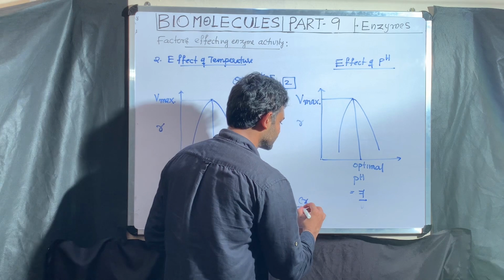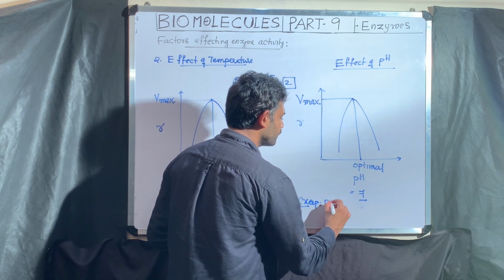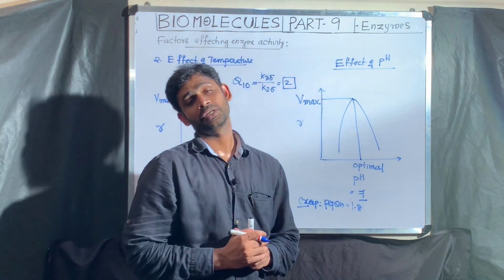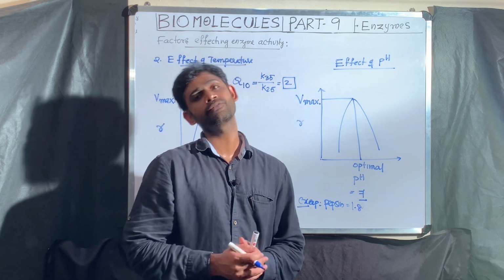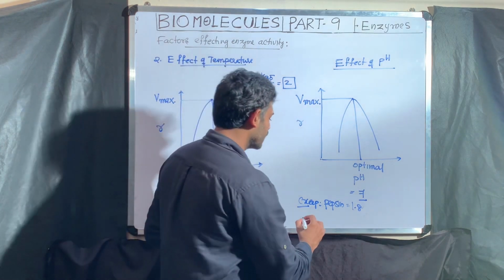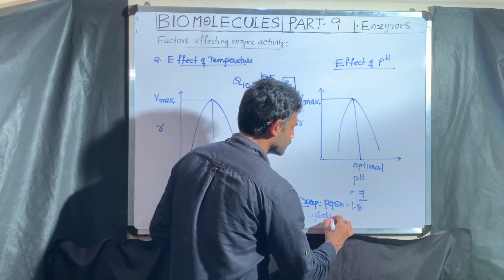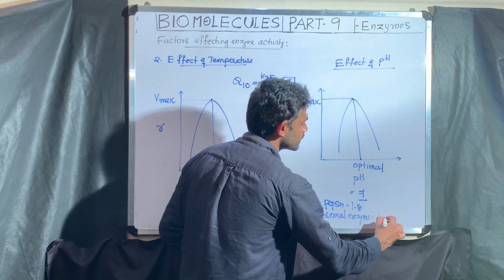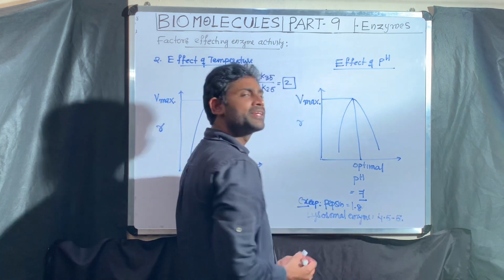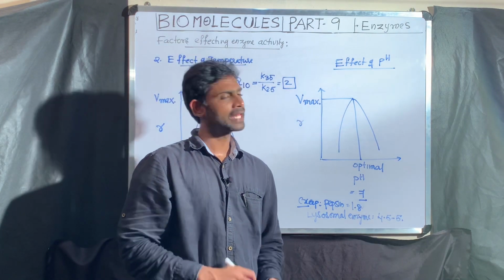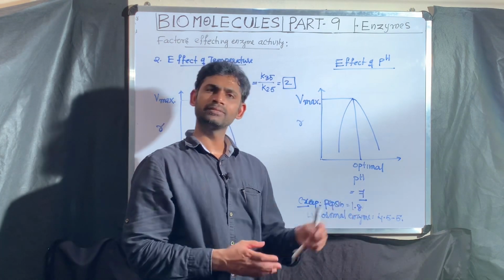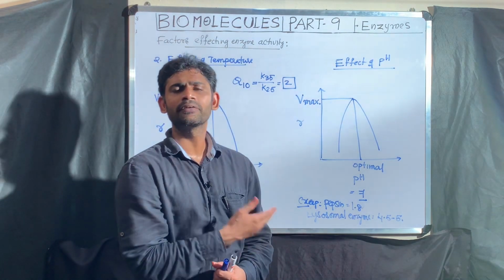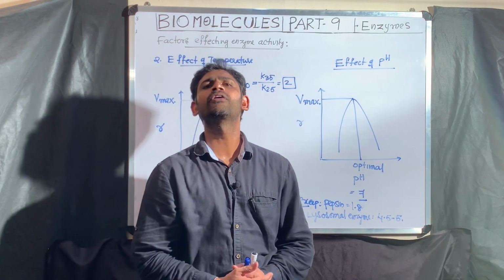For example, if I tell pepsin, what is the optimal pH? 1.8. Yes, in a strong acid medium only, pepsin gets activated, as we know. For example, you take lysosomal enzymes. Lysosomes contain hydrolytic enzymes. What is the optimal pH? That is 4.5 to 5, an acidic pH. That is why there are so many examples around 7, but there are definitely exceptions also. These are the different factors affecting enzymatic activity or rate of reaction.